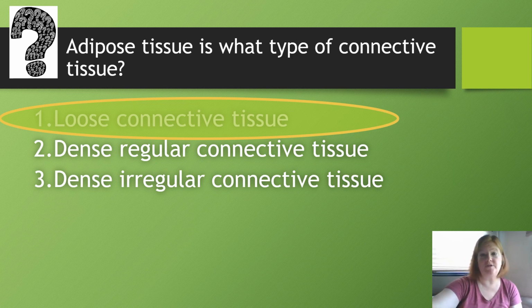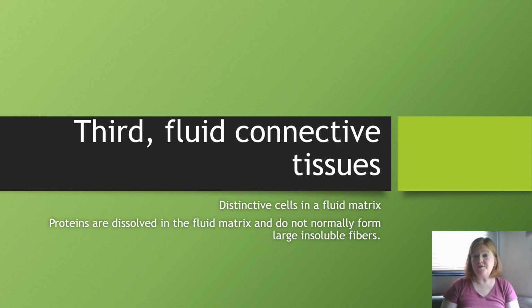Loose connective tissue. Now we're going to go on to fluid connective tissues. So for fluid connective tissue, there are cells in a fluid matrix. They've got proteins dissolved in the fluid matrix, and they don't normally form large insoluble fibers because they need to be fluid. They need to be moving.